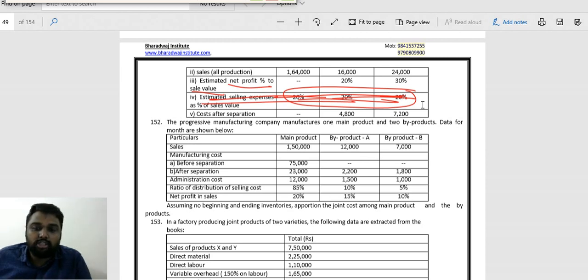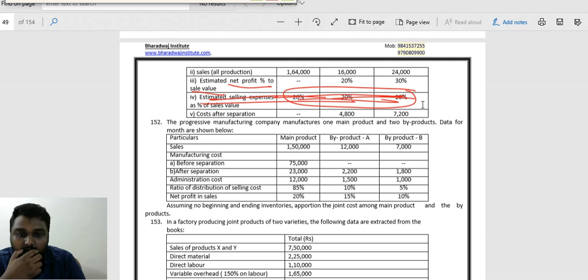Apportion the joint cost among the main product and the byproducts. So we have to apportion the joint cost between the main product and the byproducts. This is also the reverse cost method.